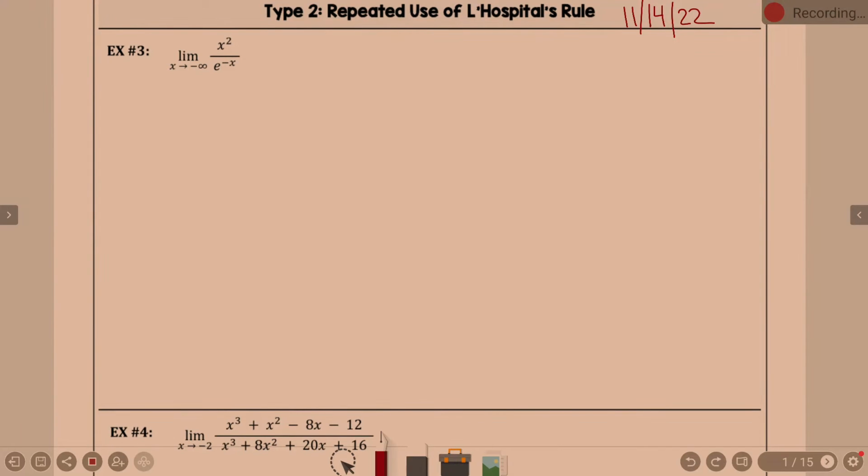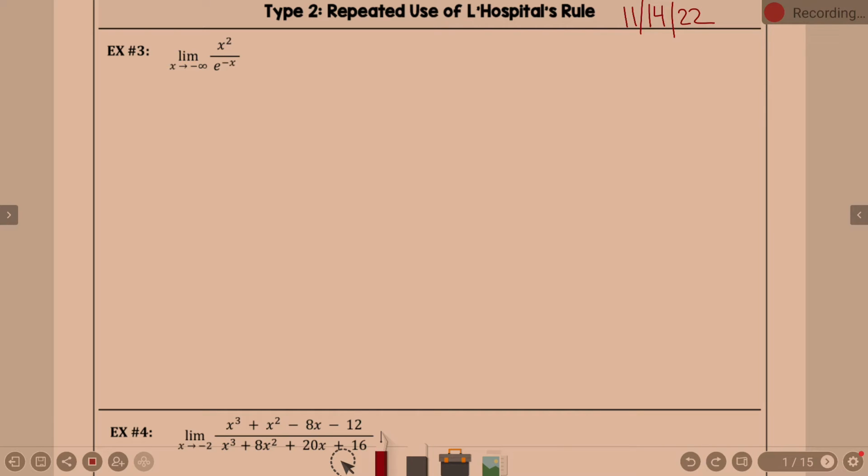Friday we talked about L'Hopital's rule, lesson 4.6. We got through examples 1 and 2 and talked a little bit about how we format them, how we should display our work and all of that. So let's look at example 3. The limit as x approaches negative infinity of x squared over e to the x.